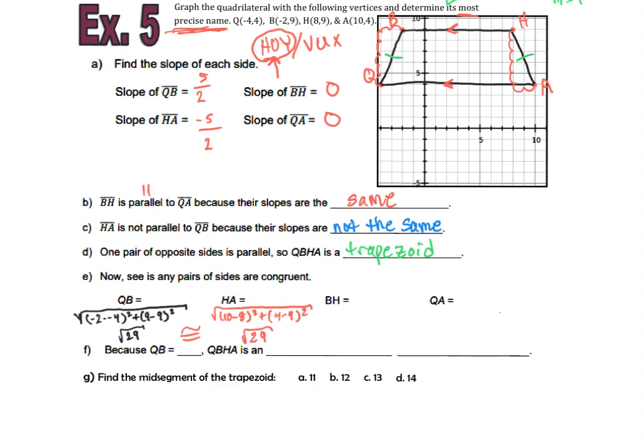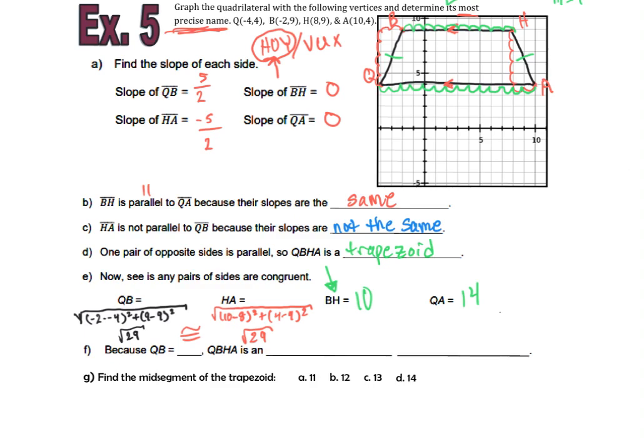Now let's look at BH. It says find the length of BH as well. That's this next part here. Guys, BH, that's real simple. Anytime you have a line that's horizontal or vertical in a coordinate plane, just count the squares. So 1, 2, 3, 4, 5, 6, 7, 8, 9, 10. So the length of BH is 10. And QA is going to be 1, 2, 3, 4, 5, 6, 7, 8, 9, 10, 11, 12, 13, 14. So QA is 14. So there's your lengths here.